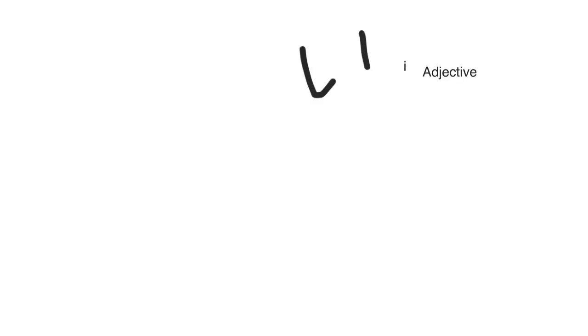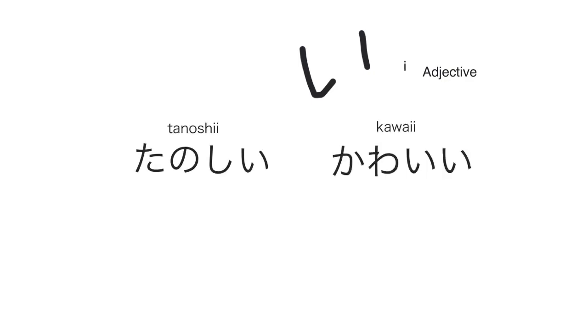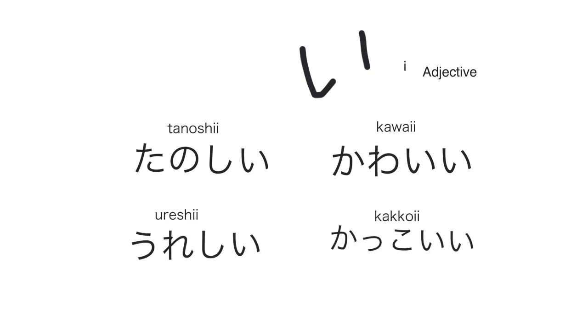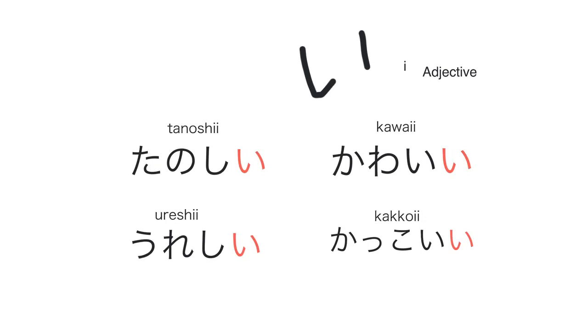Rather than explain it to you, I'll just give you a few examples. Tanoshii, kawaii, ureshii, kakkoi. What's something that all of these have in common? Okay, what they all have in common is that they all have an e hiragana at the end. That e sound. That's the dead giveaway.